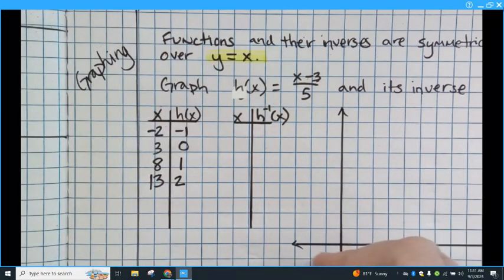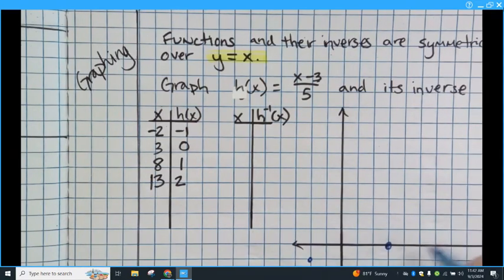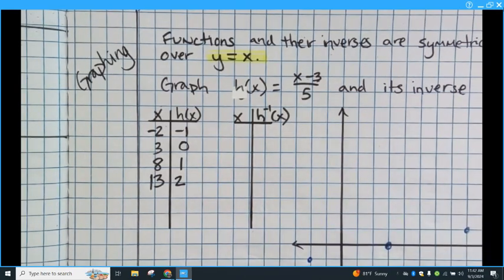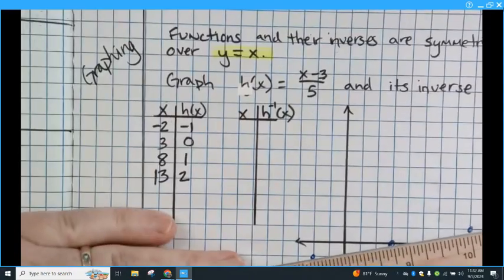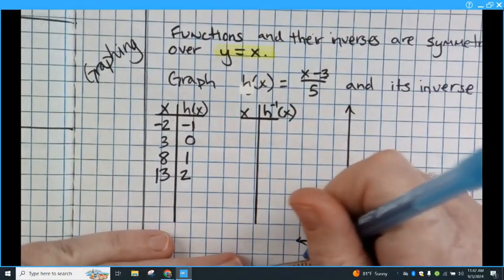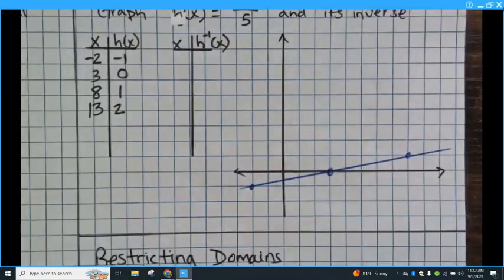So negative 2, negative 1, 3, 0, 8, 1, and 13, which is 2. And it's going to be off the chart for the next one, which is fine. So here's g of x. I'm going to mark this as g of x.